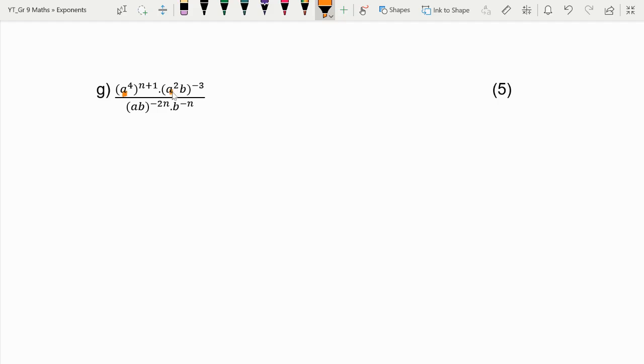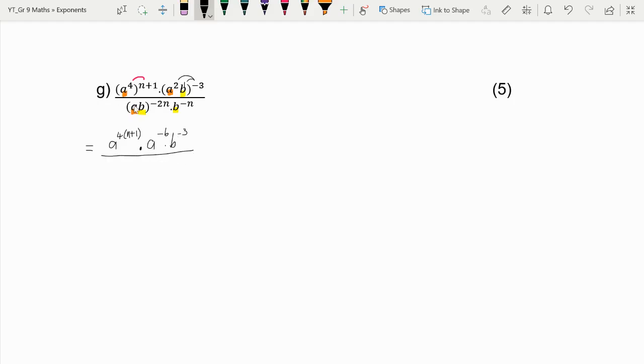So we've got base of A, and we've got base of B. There's another base of A. Okay, but first we're definitely going to have to deal with those brackets. So let's do that. Our law of exponents says that if we've got an exponent on the inside of a bracket and it is raised to another power, we're just going to multiply those. So it will become A to the power of 4 times n plus 1. Over here, that exponent needs to be multiplied by that exponent and that exponent. So that's going to become A to the power of negative 6 times B to the power of negative 3.